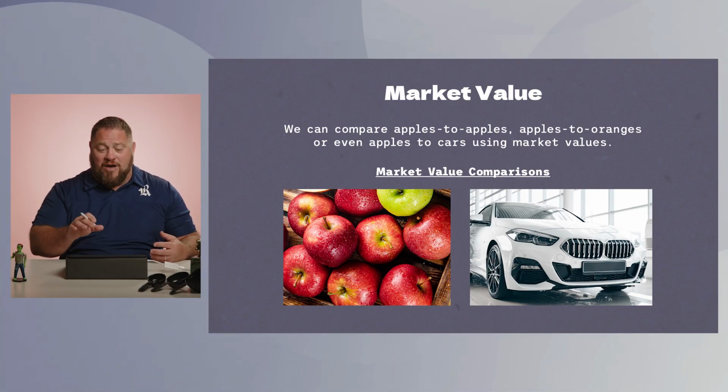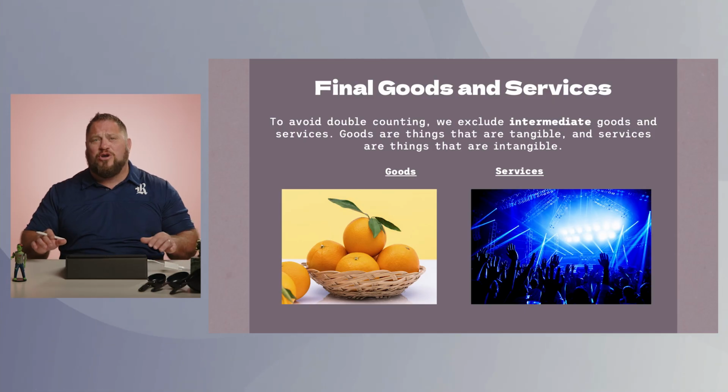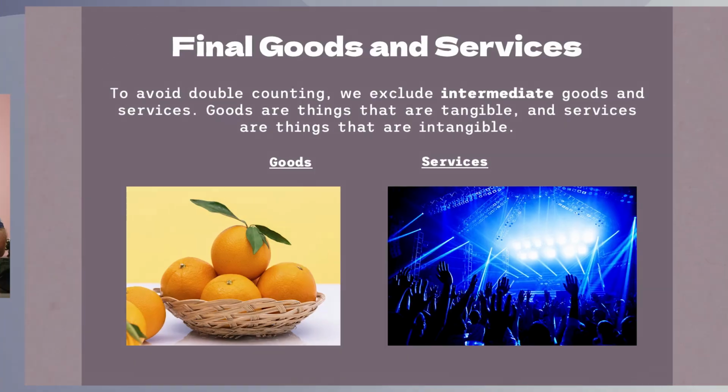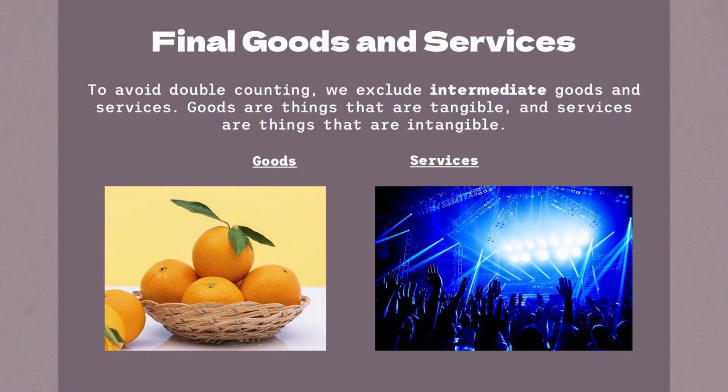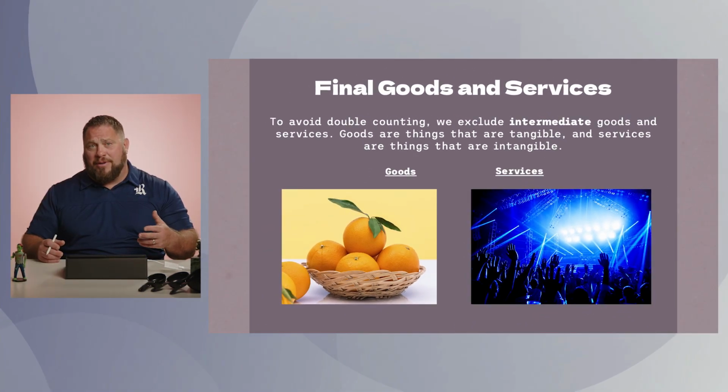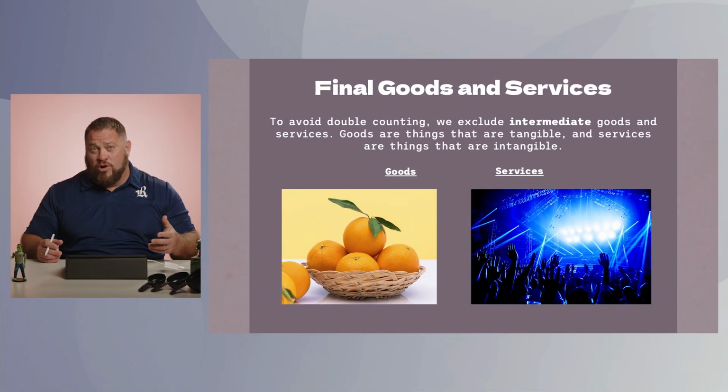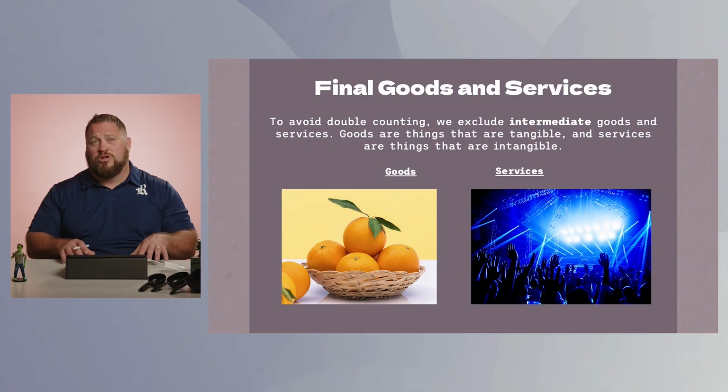All right. So we have market value, final goods and services. What do we mean by final goods and services? That's as opposed to intermediate goods and services. We want to take intermediate goods and services out so that we're not double counting. So let's say you have Tropicana, right? And they go out and they buy $1 million worth of oranges to turn that into $3 million worth of orange juice. The $1 million worth of oranges that they buy, that's not going to count towards GDP. It's an intermediate good.